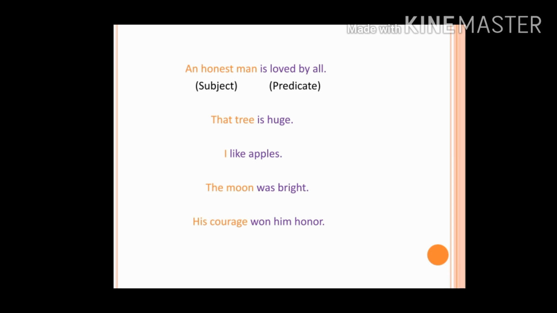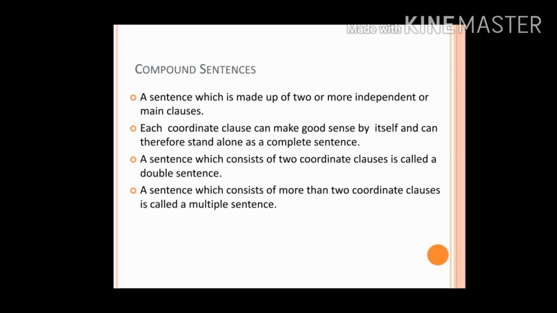His courage won him honor. His courage is the subject. Won him honor is the predicate and "won" is the verb here. This one also has one subject and one verb, and so it is called a simple sentence.